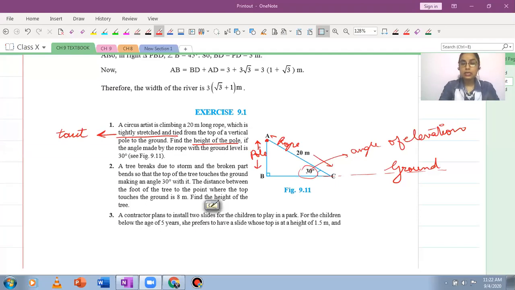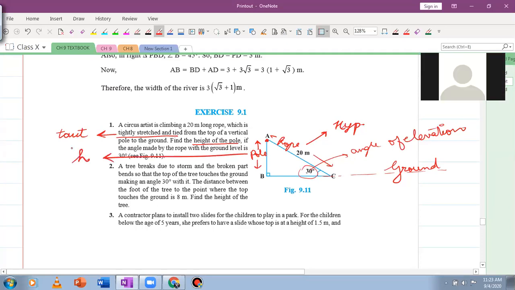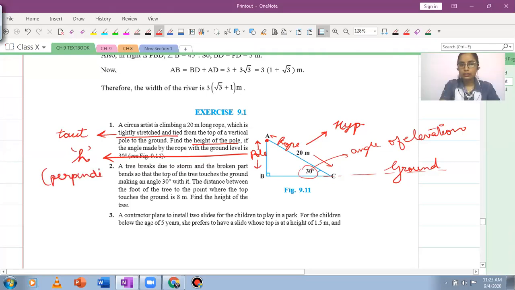अब हमारा फोकस इस बात पे होगा कि हमें जो चीज फाइंड करनी है और जो चीज गिवन है, can we relate all of them with the help of a trigonometric ratio. So we have the hypotenuse of the triangle, and we need to find out the height of this particular pole, which actually is the perpendicular of this triangle.